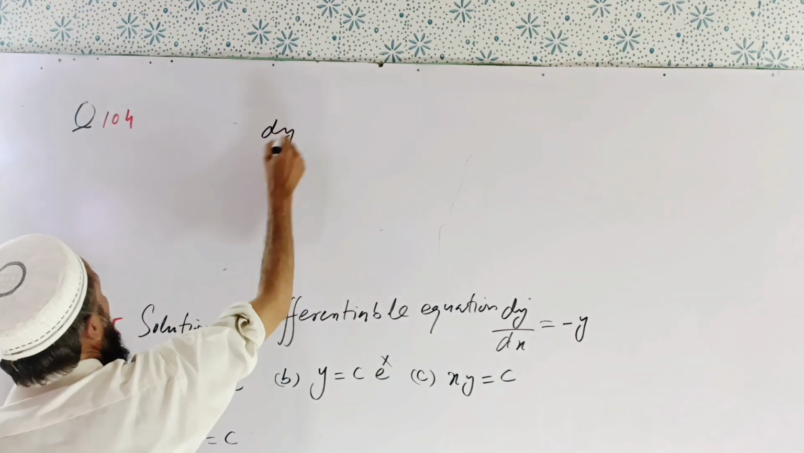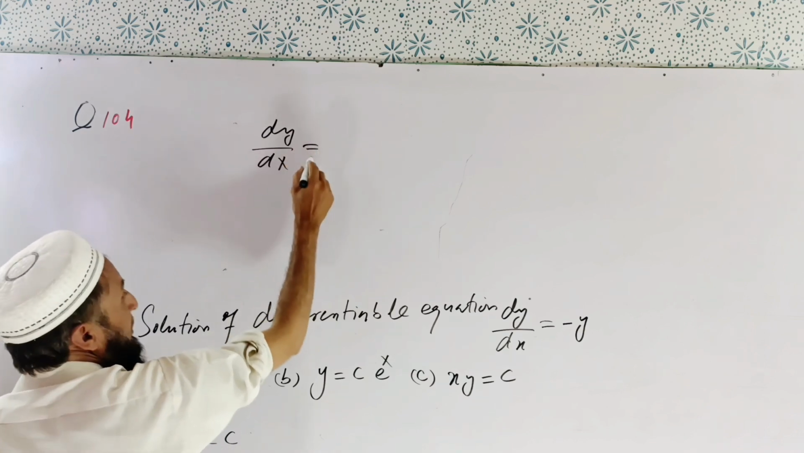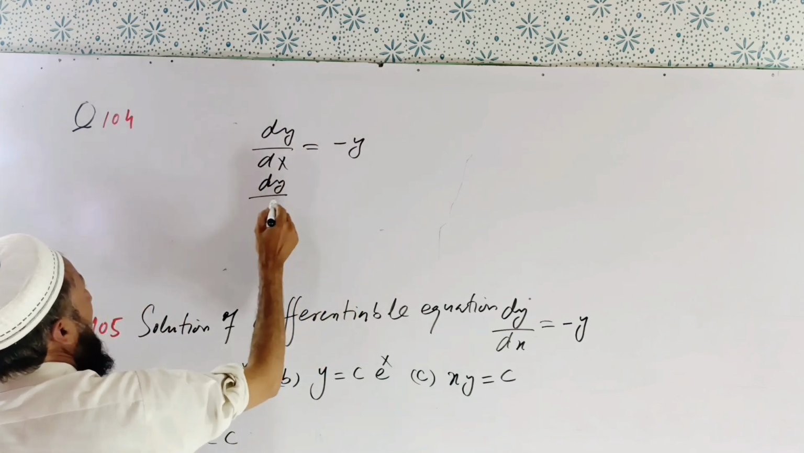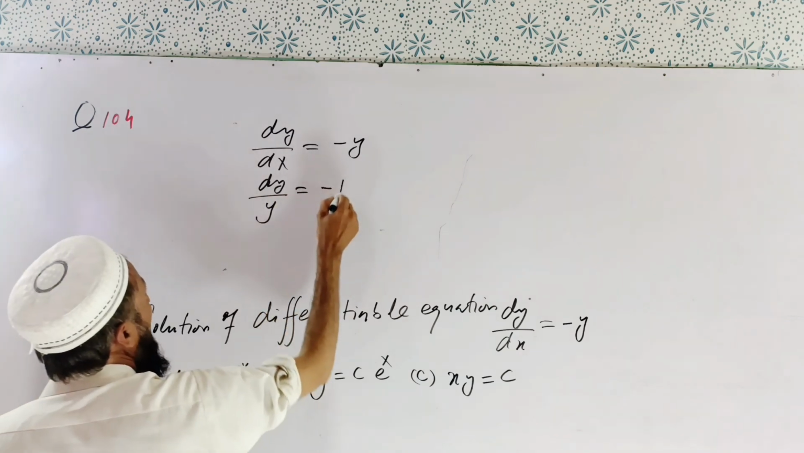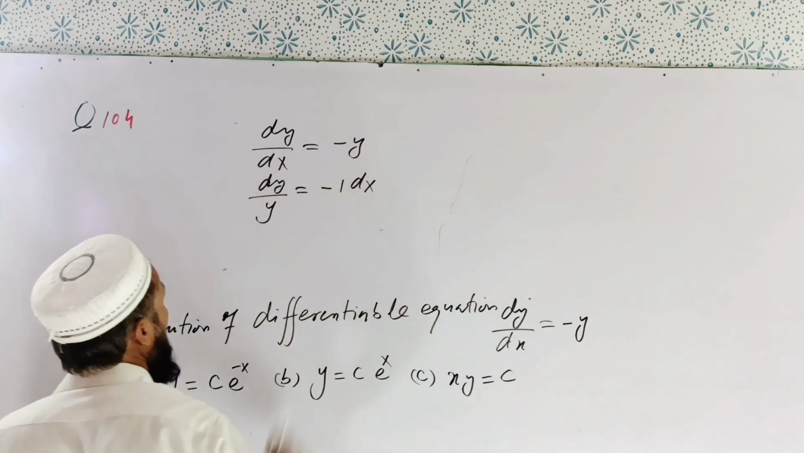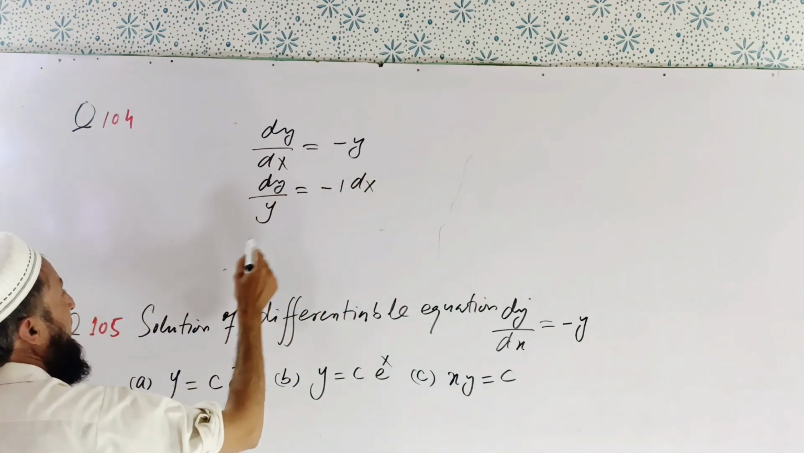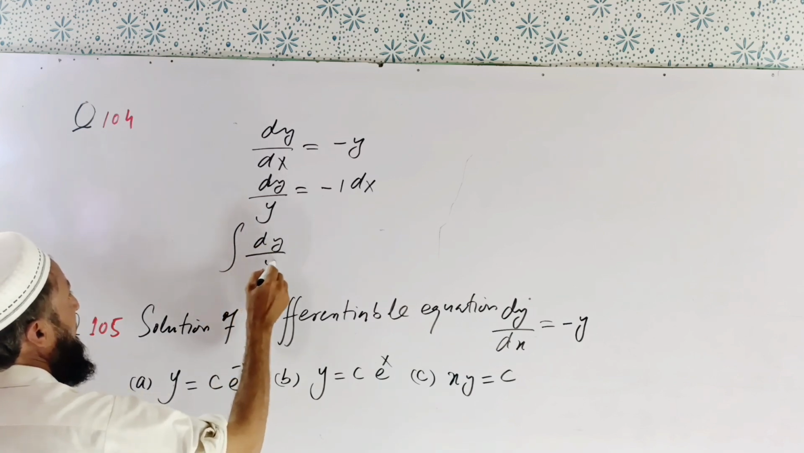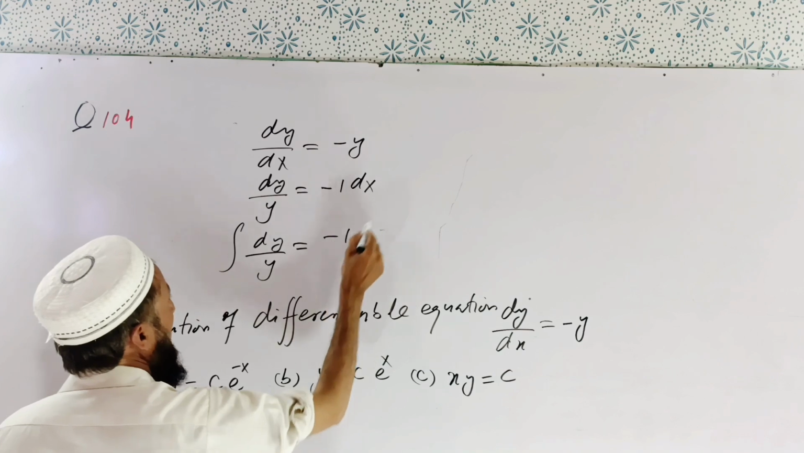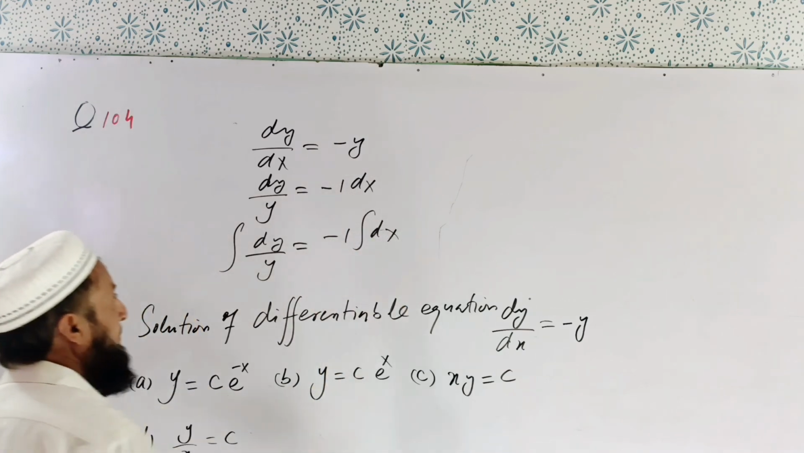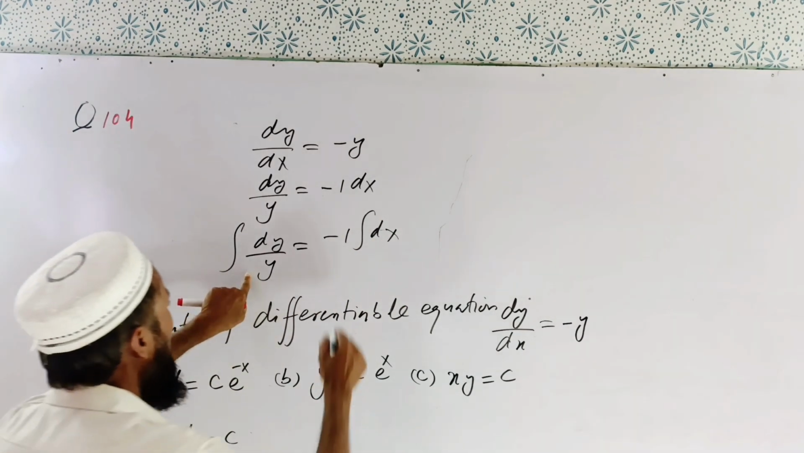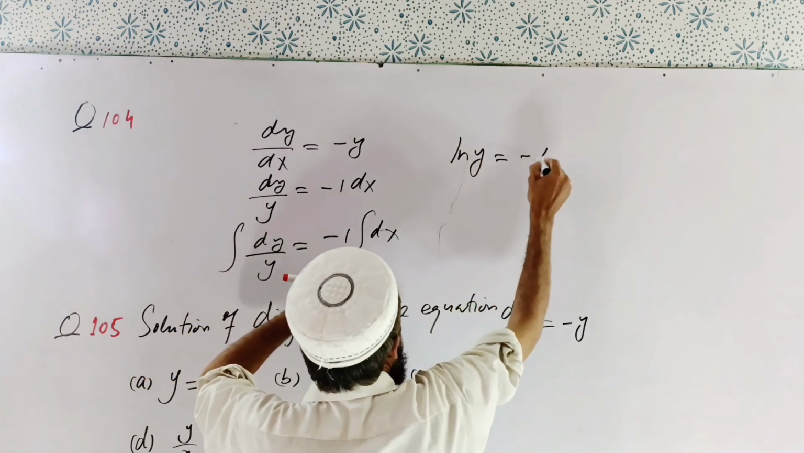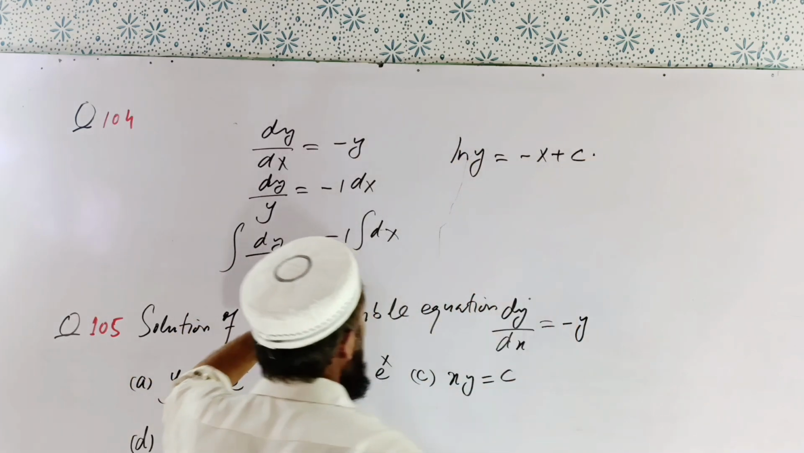According to the method of separation of variables, we separate the variables. We change it to dy divided by y minus 1 equal to minus dx. So integrating on both sides, integration of dy divided by y minus 1 will be equal to log of y minus 1 is equal to minus x plus c.